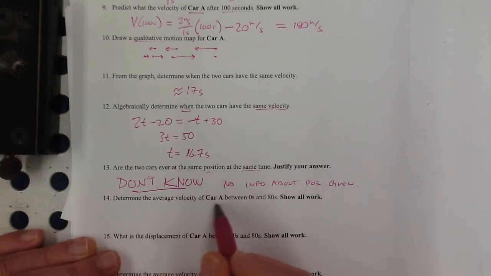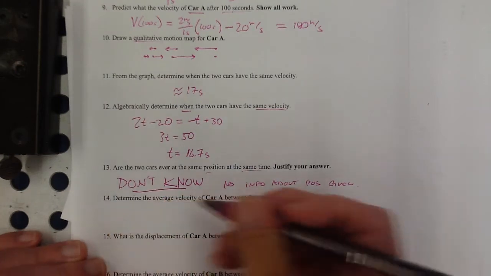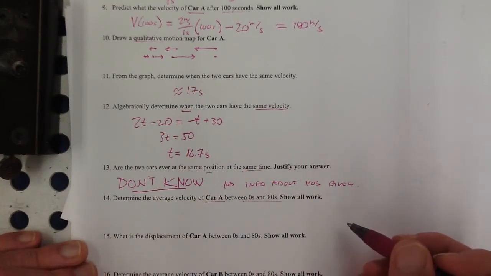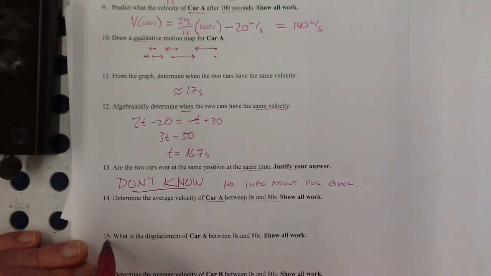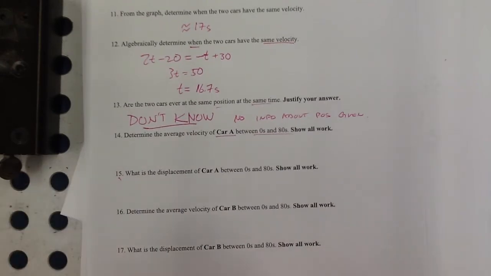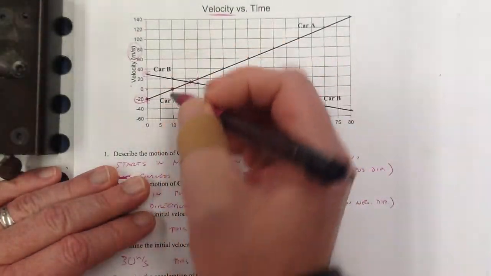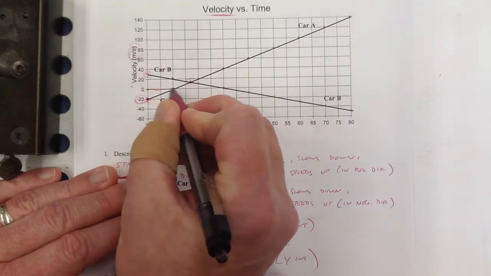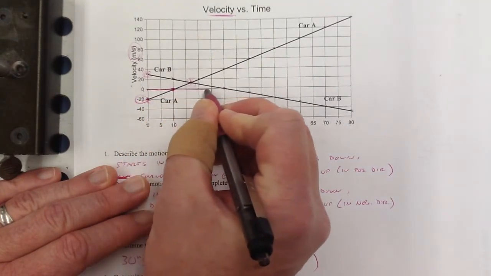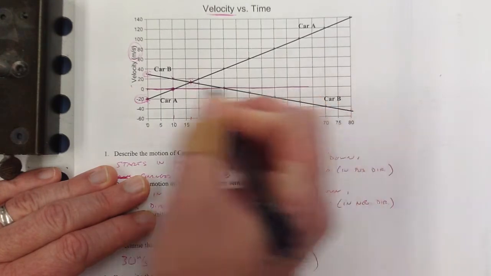All right, how about the average velocity of car A from 0 to 80? There are two ways to do this. You know what? I'm going to do 15 first, because I think that makes a little bit more sense. I'm going to do 15 and 17 before I do 14 and 16. So 15 is what's the displacement of car A. So car A, I'm going to draw a little bit darker here where the axis is, where velocity is 0.